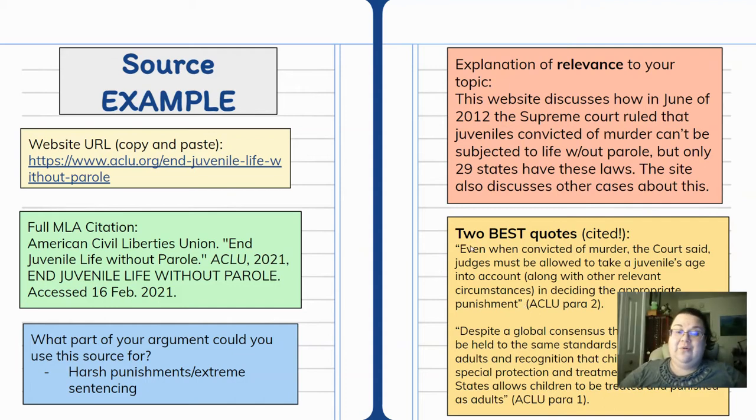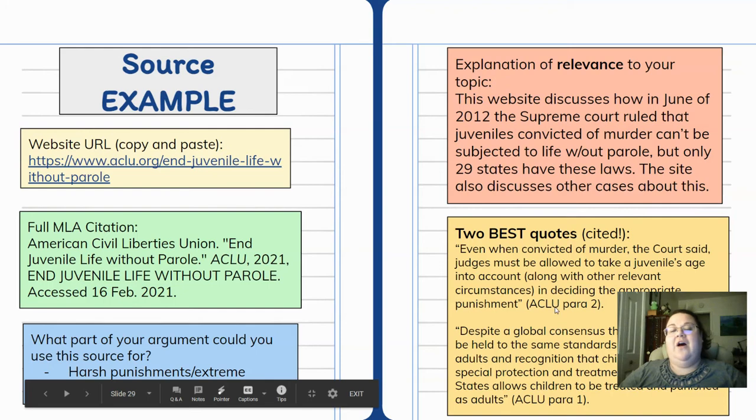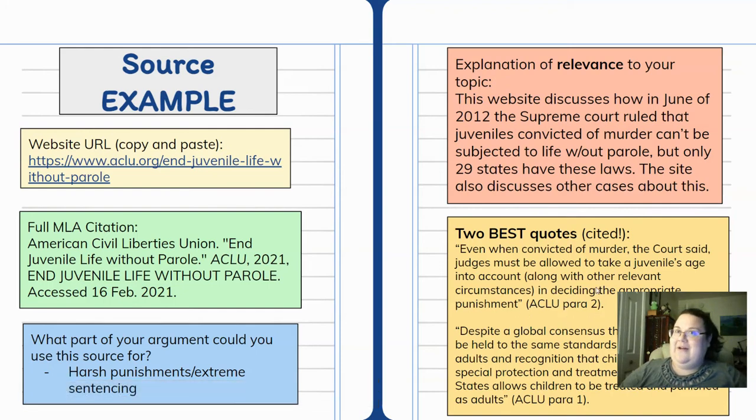1, make sure you put your quotation marks around them. 2, make sure that you have, now if this is an article with no author, it's just going to be the first word in the title and then the paragraph number. If it has an author, it'll have the author's last name and then para and the paragraph number. Now, ACLU stands for American Civil Liberties Union. First word in the MLA citation that makes sense.